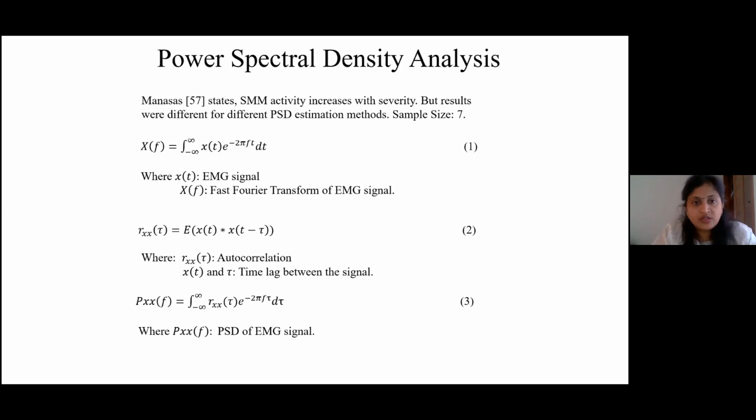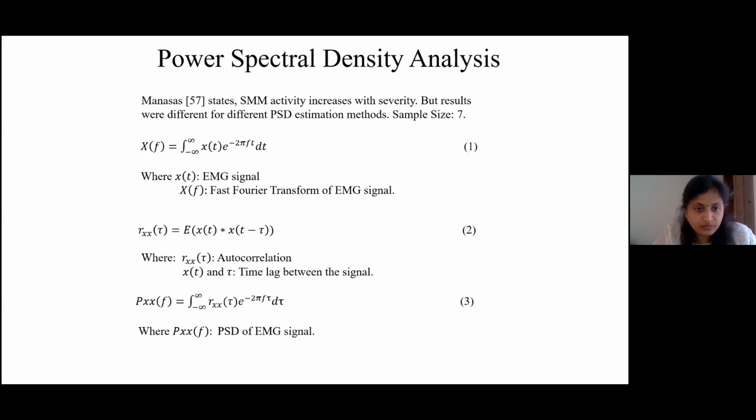Next is the power spectral density analysis. Sternomastoid activity increases. Your muscle activity increases with the severity of your signal. But in general, what happens in the power spectral density analysis? Your results of the PSD analysis vary with the power spectral density estimation method. I have used multiple power spectral density estimation methods, but every time the result is different for every method.